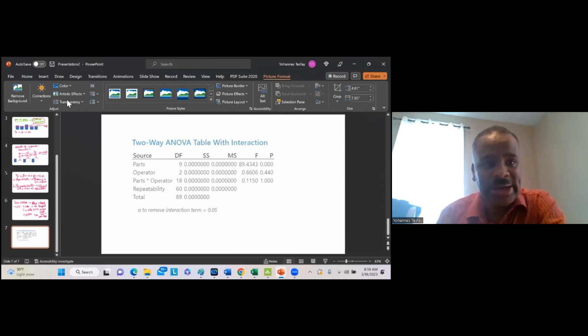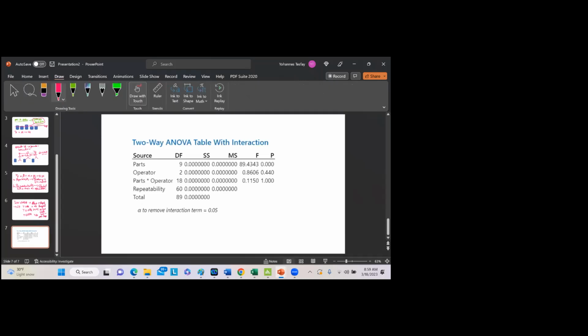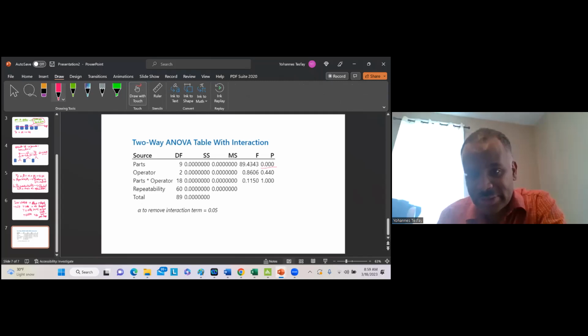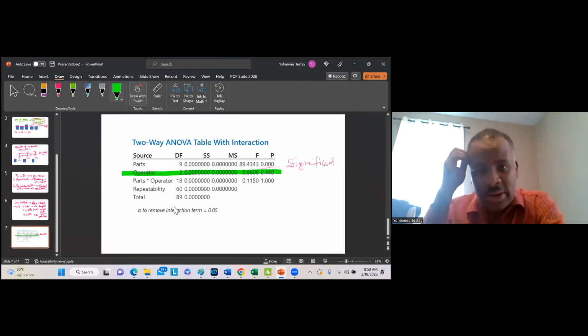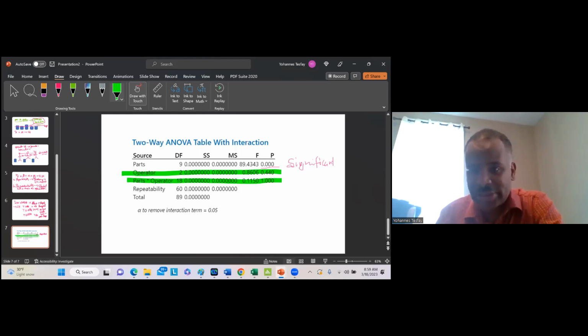So it tells me this significant part-to-part variation. Significant. Okay, but here operator skill, they're all okay. I don't need to teach them again. They're all trained. This is okay. Okay, part two operator variation or interaction is also okay. I'm okay with that. Repeatability, it's already just measured.